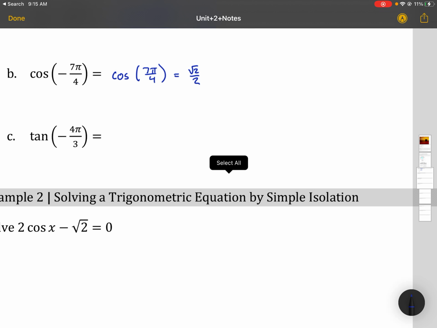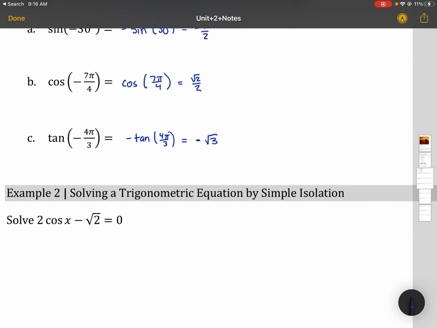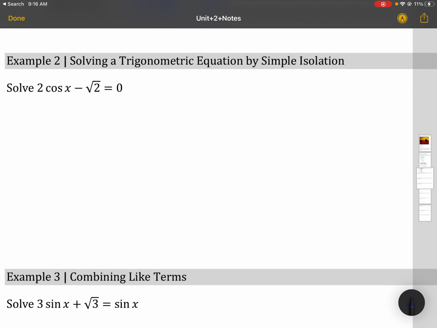Tangent of negative 4 pi over 3. Tangent is an odd function, so that's the same as negative tangent of 4 pi divided by 3. If you remember tangent of 4 pi over 3, this is going to be in quadrant 3 because that's 240 degrees, and the tangent of 240 is square root 3, I believe. So this is just going to be negative square root 3. So that is how we use those even odd identities. We're going to use those for one of these problems, but just a quick review for that.